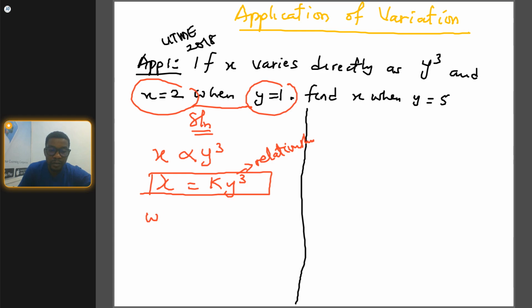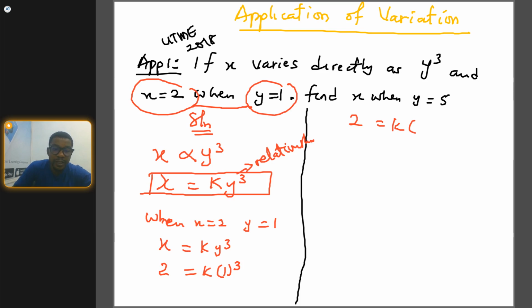When x equals 2, y equals 1, we want to get k. So you are going to say this is x equals ky cubed. This x now is going to be 2 equals k bracket, y is what? 1. That is 1 raised to power 3. Okay, so we are going to have 2 equals k into bracket 1 raised to power 3, which is 1 times 1 times 1, which is also what? 1. So we have 1 in the bracket.